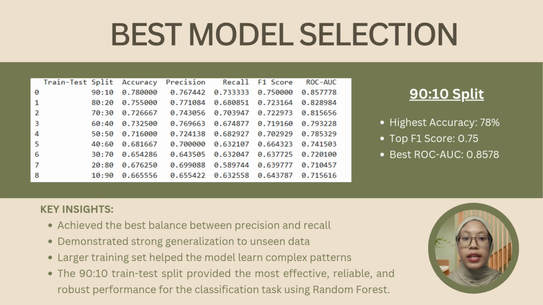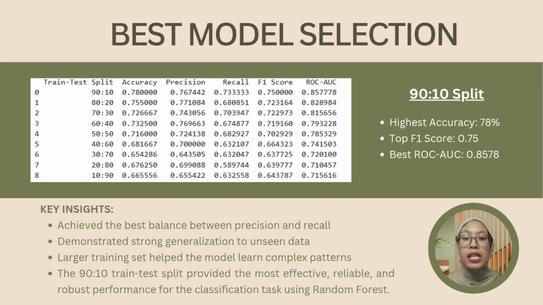We evaluated the random forest classifier across multiple train test split ratios ranging from 90-10 to 10-90. Each configuration was tested for its performance in terms of accuracy, precision, recall, F1 score, and ROC AUC. Out of all the configurations, the 90-10 split stood out as the best performing one. This means that 90% of the data was used for training and 10% for testing. Why was this the best?